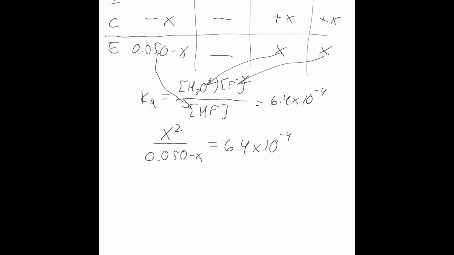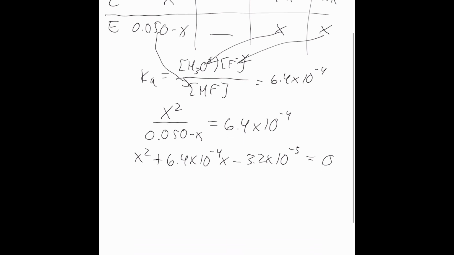Now at this point, I don't think we can assume that the x is small compared to 0.05, so we need to multiply this out and solve the quadratic. Okay, so I'm going to go ahead and simplify this for you. So that's x squared plus 6.4 times 10 to the minus 4 times x minus 3.2 times 10 to the minus 5, which is the 0.05 times 6.4 times 10 to the minus 4, equals 0.